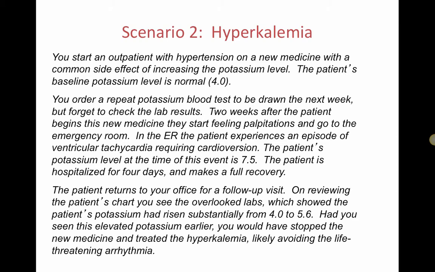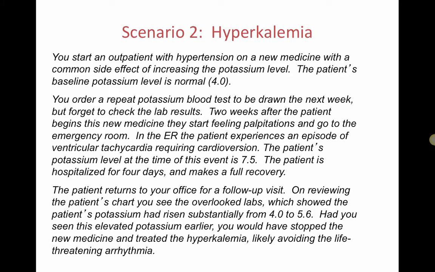The patient's baseline potassium level is normal. You order a repeat potassium blood test to be drawn the next week, but forget to check the lab results. 2 weeks after the patient begins this new medicine, they start feeling palpitations and go to the emergency room. In the ER, the patient experiences an episode of ventricular tachycardia requiring cardioversion. The patient's potassium level at this time is 7.5. The patient is hospitalized for 4 days and makes a full recovery.